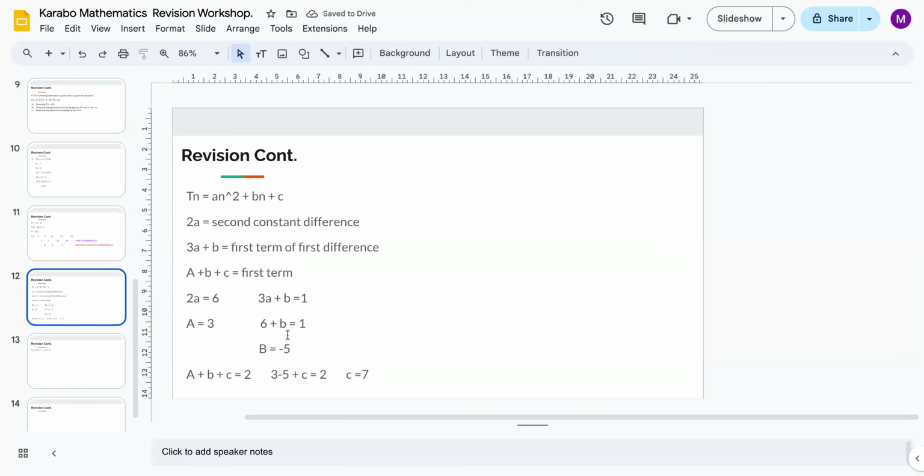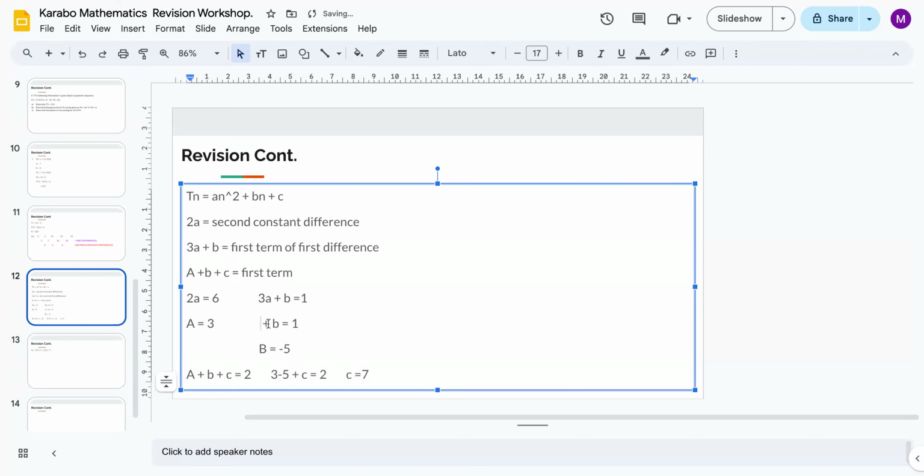So B, wait, A, 6 over 2, 3. Oh, sorry, pardon me, guys, I made a mistake. This is supposed to be 3, 6, 9. 9 minus 8, that is minus 8. Sorry, guys, that is my mistake.